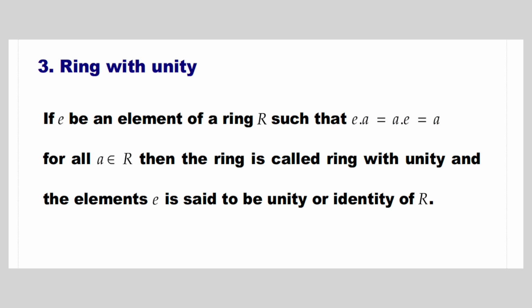Third one is ring with unity. If e is an element of a ring R such that e · a = a · e = a for all a belongs to R, then the ring is called a ring with unity, and the element e is said to be the unity or identity of R.